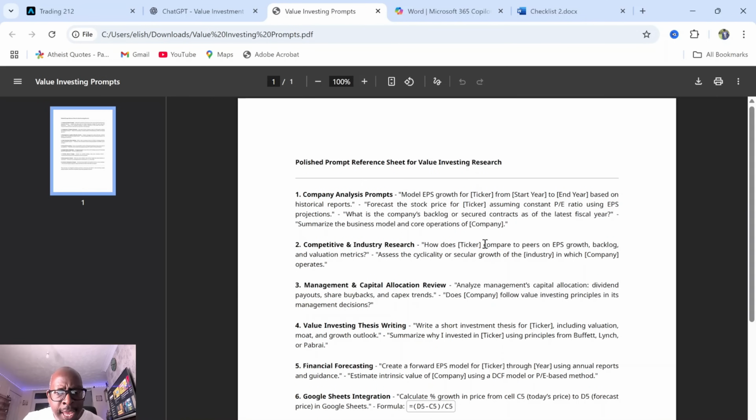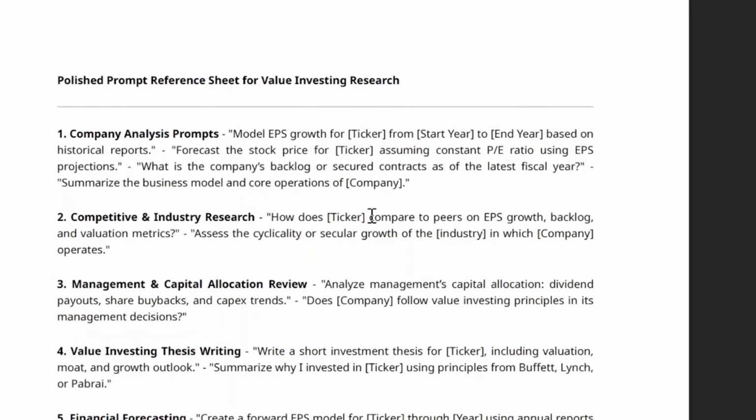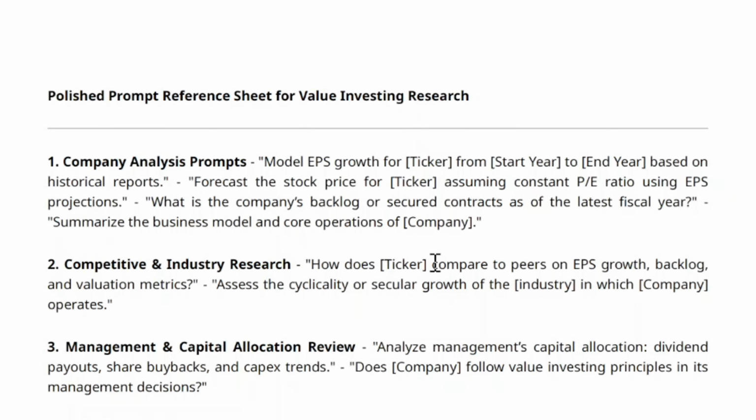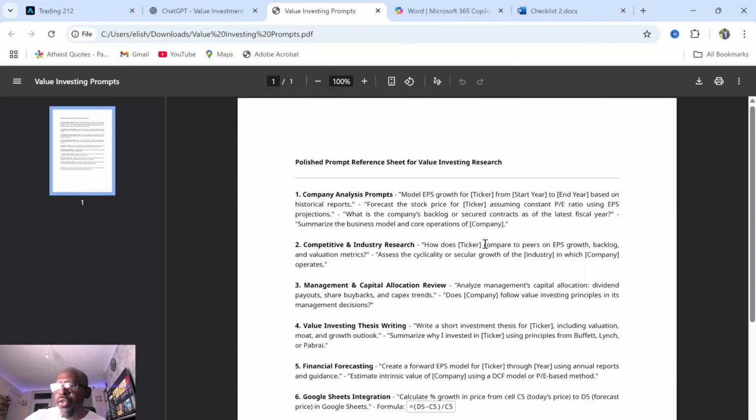So I would say the first three prompts are my go-to prompts. Prompt number one, which is company analysis. It says model EPS growth for, you put the ticker of the stock that you want to model, you put the start of the year to the end of the year based on historical reports, forecast the stock price for the ticker assuming constant PE ratio using EPS projection. What is the company's backlog or secured contracts as of the latest fiscal year? So I'm going to do an example analysis based off of this prompt and how I actually use it.